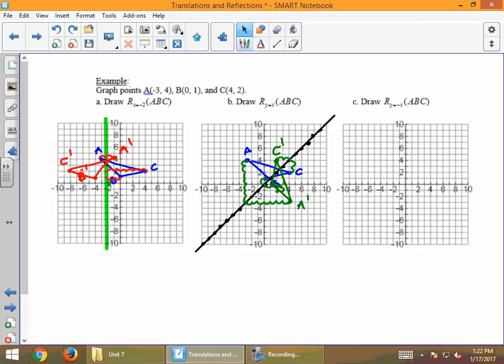Same thing applies with C. Again, draw that image, ABC. Graph that right. It was 4, 2. 1, 2, 4.